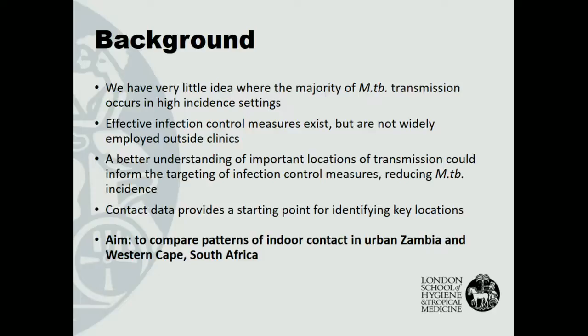One way of doing this is to use reported contact data to identify the locations where people spend the most time and come into contact with the most other people. As part of this need to understand transmission, I determined contact patterns in urban locations in Zambia and Western Cape, South Africa, and I compared the results between the two settings.